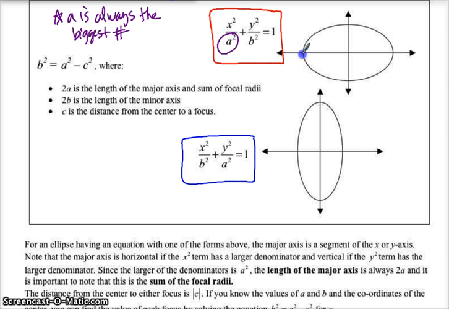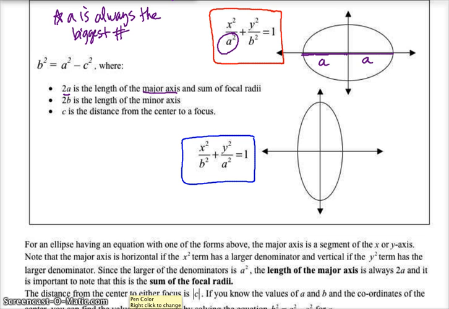So right here, a squared, this square root of a squared is going to be this distance. So if this is a, then this is also a. So the entire length is 2a. So 2a is the length of the major axis. So this entire axis has a length of 2a.